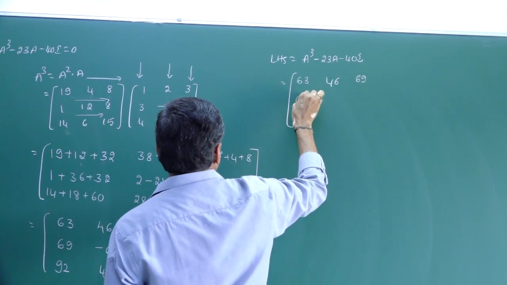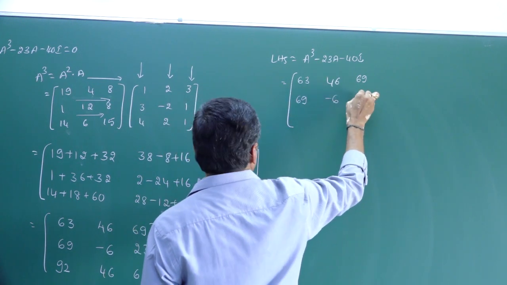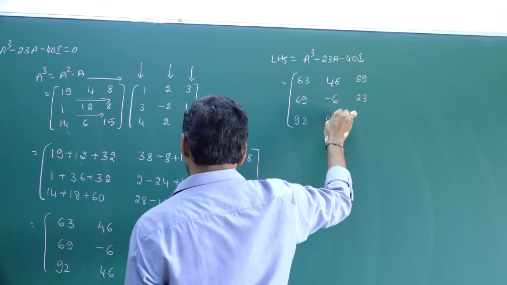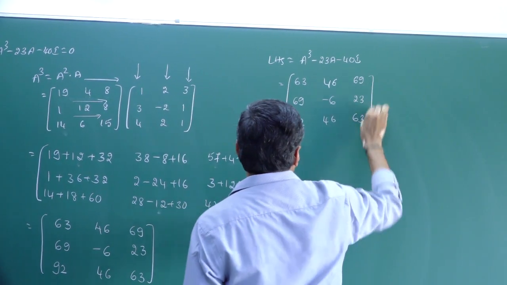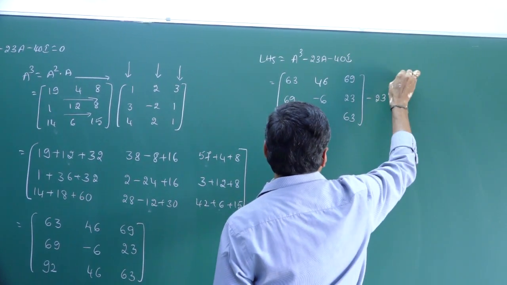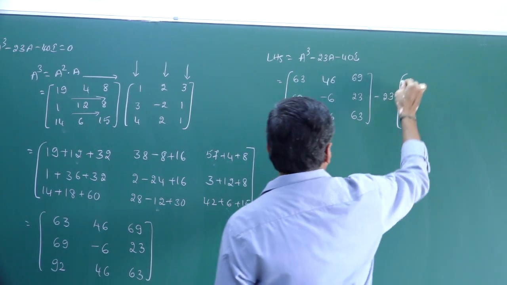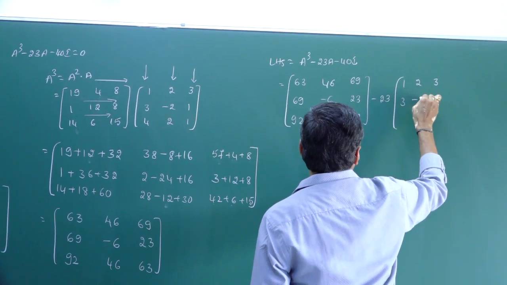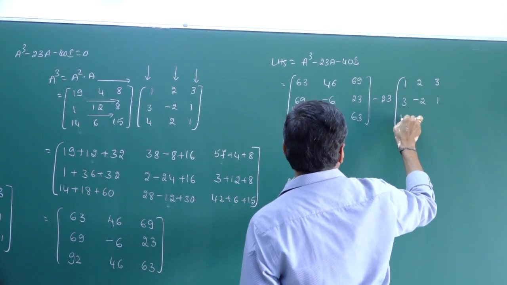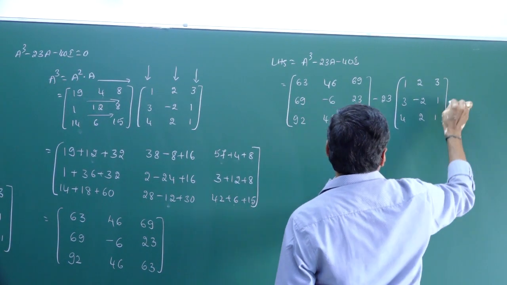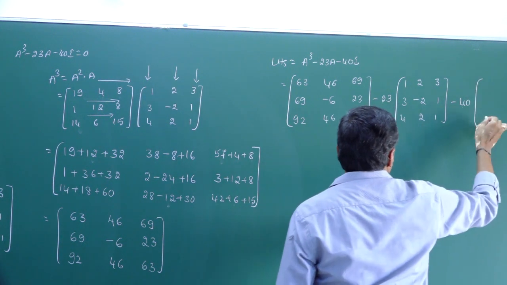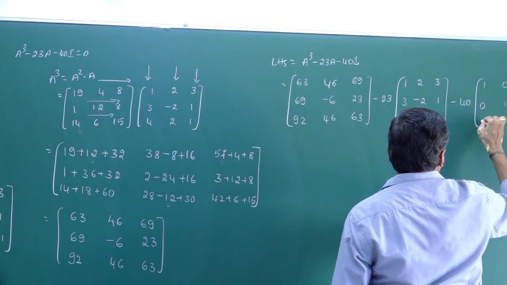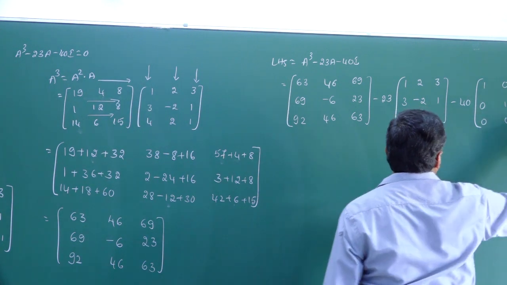Okay. Then 69 minus 6, 23. Then 92, 46, 63, minus 23 into matrix A. Replace the matrix A: 1, 2, 3, 3, minus 2, 1, 4, 2, 1, minus 40 into the identity matrix 1, 0, 0, 0, 1, 0, 0, 0, 1.